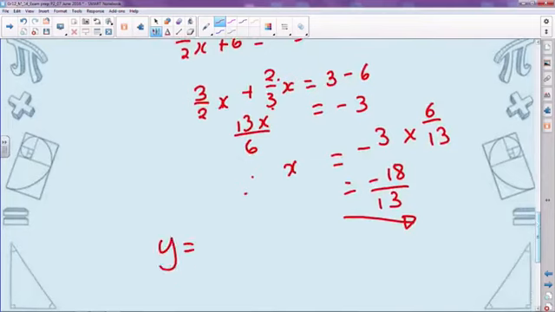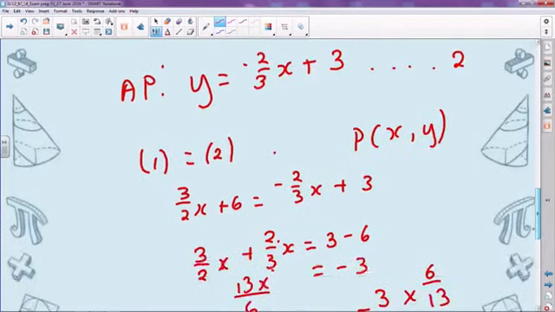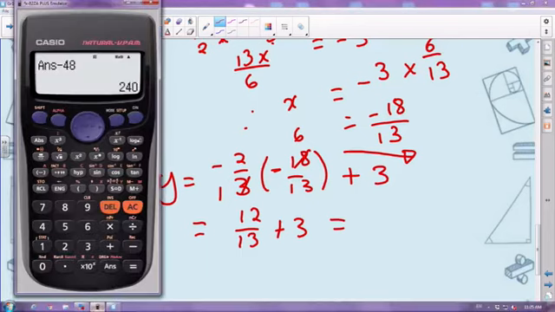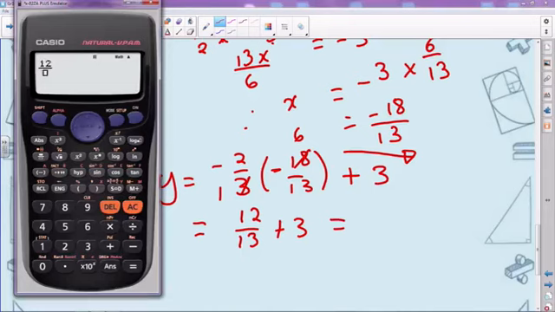So we know y is equal to minus 2 over 3 times x, which is minus 18 over 13, plus 3. All right, so here we're going to get minus times a minus is a plus, 2 times 18 is 36, and I think that 3 times 13 is 39, or even better, what you could do, you could say 3 goes into itself once, 3 goes into 18, how many times? 6 times. So minus 2 times minus 6 is going to give me positive 12 over 13 plus 3. And in fact, guys, you can just save yourself a lot of time and do all of these fractions on your calculator, please. It will save you a lot of time.